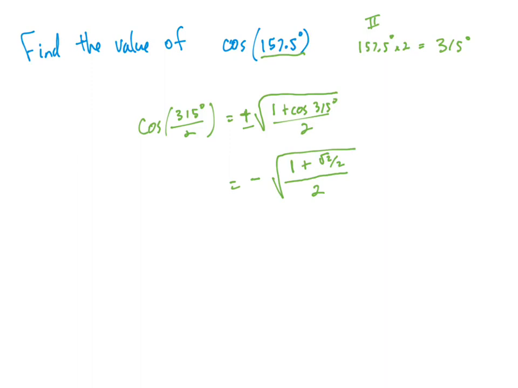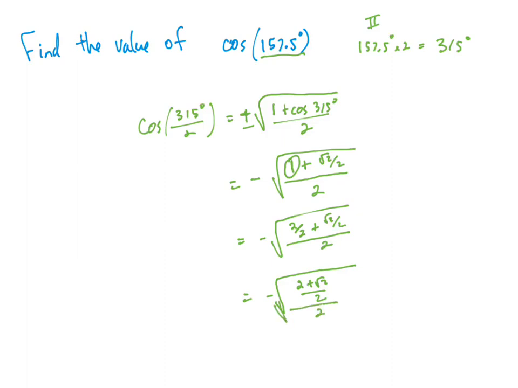Now, this is going to take a little bit of work to simplify. So what I can do is rewrite the 1 as 2 over 2. So negative square root of 2 over 2 plus square root of 2 over 2, all divided by 2. So in the numerator, I get 2 plus square root 2 divided by 2, all over 2. Okay, so I have a complex fraction. I can rewrite this as negative square root of 2 plus square root of 2 all over 4.